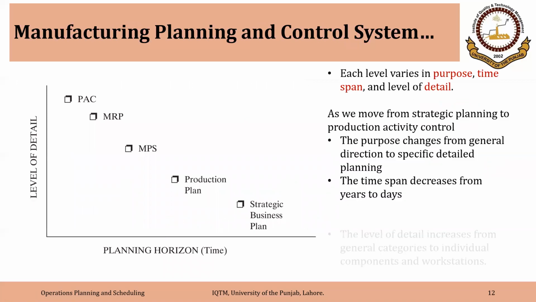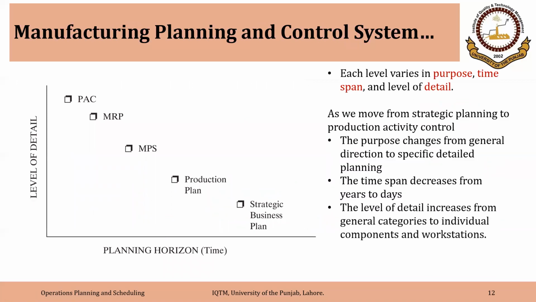So these are the 5 levels of the production planning and control system. First, there is a strategic business plan that spans a few years. Then there is a production plan, master production schedule, material requirements plan, and production activity control. The time horizon is the largest for the strategic business plan. It spans a few years. The production plan is generally made for the next year, and then this is reviewed on a quarterly or monthly basis.